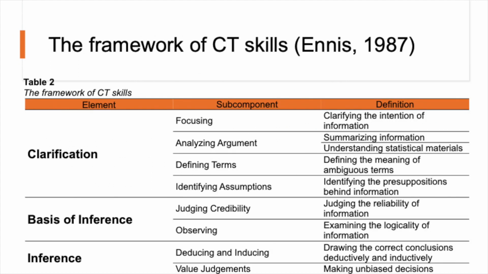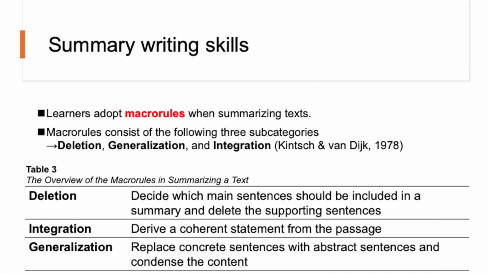Table 2 shows the framework of CT skills defined by Ennis. Each element of CT skills has several subcomponents. It seems that CT skills are closely related to summary writing skills. Thus, this study focuses on summary writing since CT skills and the process of summarization are similar.